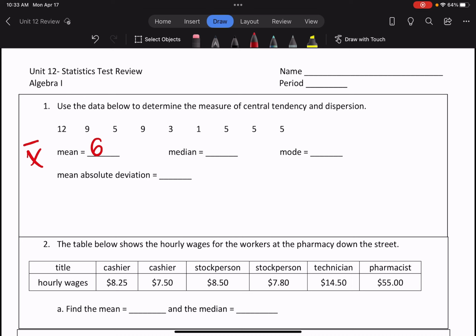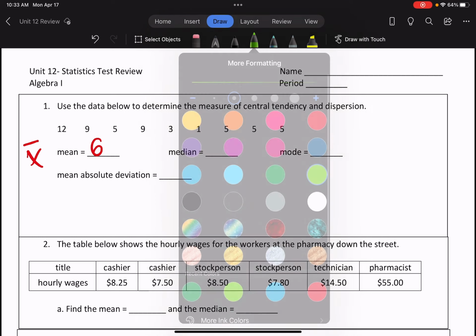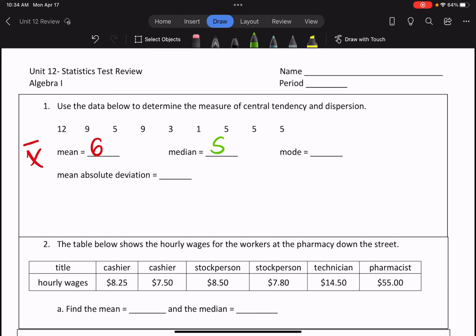We can scroll down to get our minimum, Q1, and then our median. So our median for this data set is 5. And our calculator is not going to give us our mode, but we can look here and see which number occurs most often in the data set. And just by looking, we see that our mode is 5.